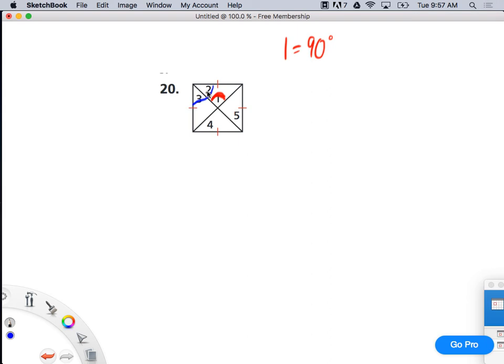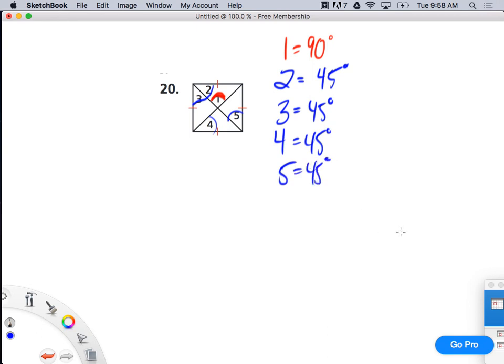So I know that angle 2 plus angle 3 is 90 degrees, but what do I know about the diagonals of a square? They bisect the angle. So what does that mean about angle 2 and angle 3? They have to be equal to each other. So 2 is 45 degrees, and 3 is 45 degrees. And for that matter, what do I know about angle 5 and angle 4? They're 45 degrees as well. Okay? Is that pretty clear?